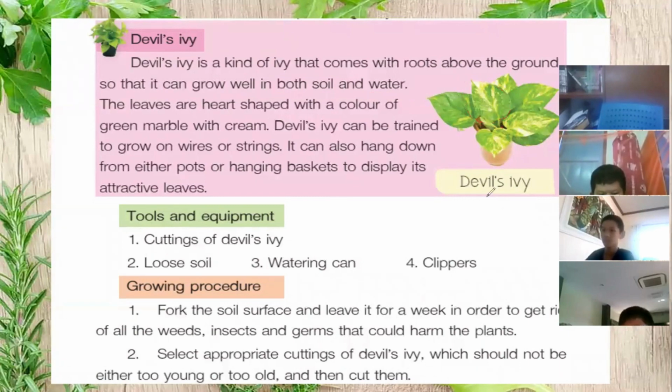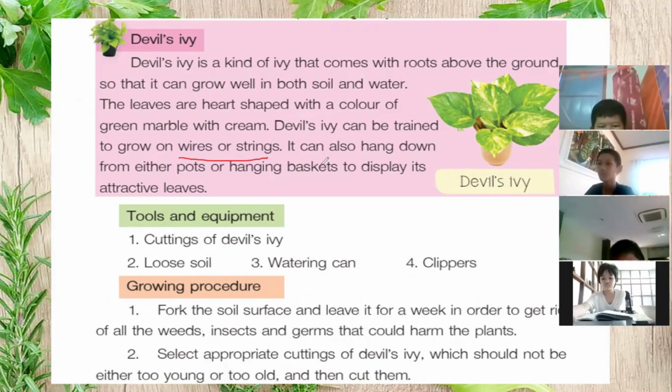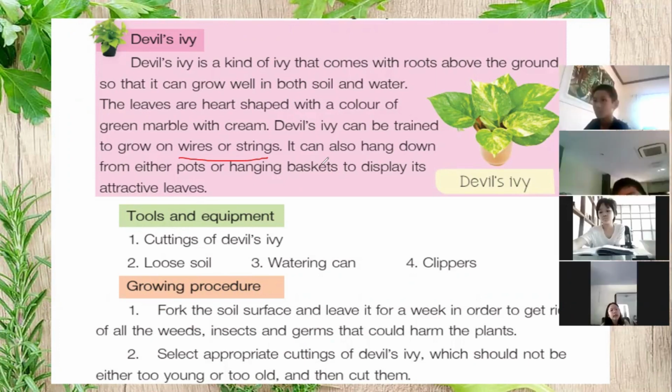The other way to grow it is on wires or strings. So for example, in your room or in your outdoor area, you just make wires, and from the wires you make strings. So you can grow it around the string, and it can grow up more that way. So that's also one way you can grow it.